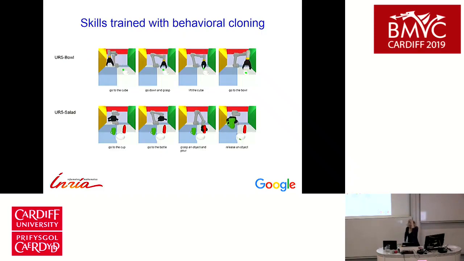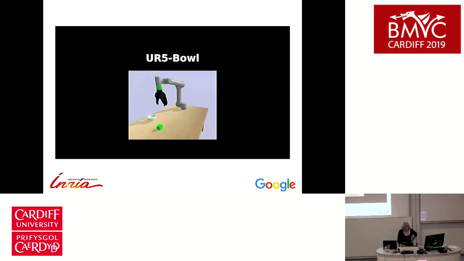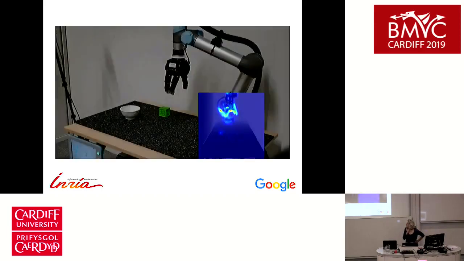And here, just to give you an idea of the skills which we train with behavioral cloning. So skill would be go to the cube, go down and grasp, lift the cube, go to the bowl. And then in the breakfast task, we don't have skills for the individual objects, but we just have go to the cup, go to the bottle. And then once we have gone there, we just grasp the object and pour, and then release the object again. And these are the skills. Then they're put together with RL. And now we can see a few examples of how it performs on the real robot.